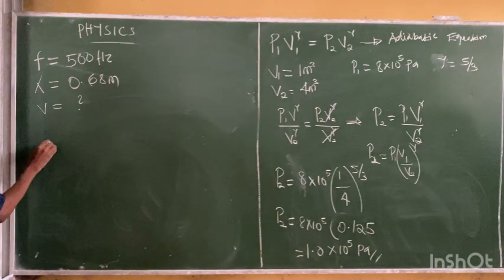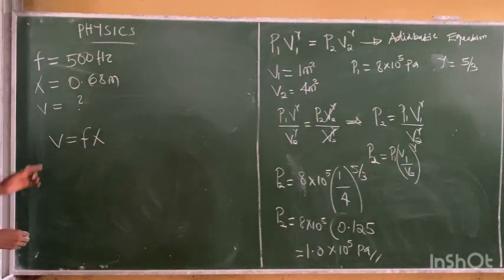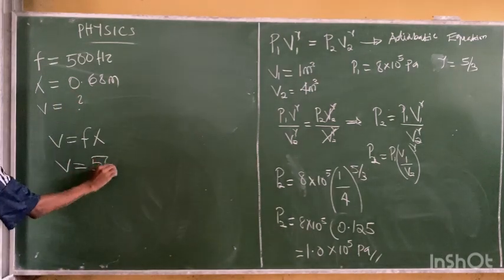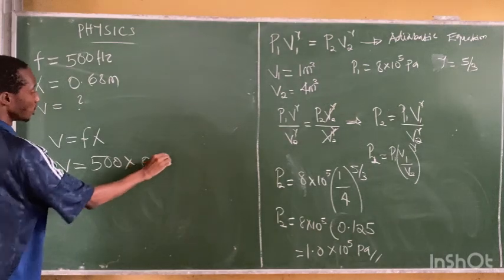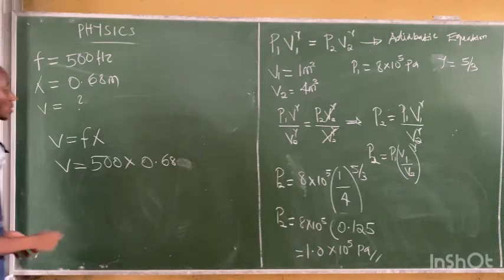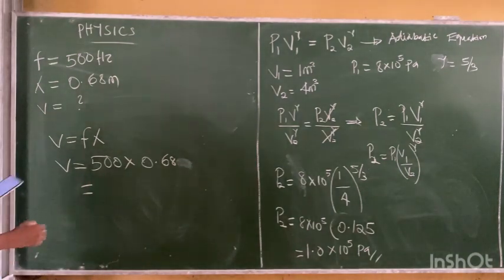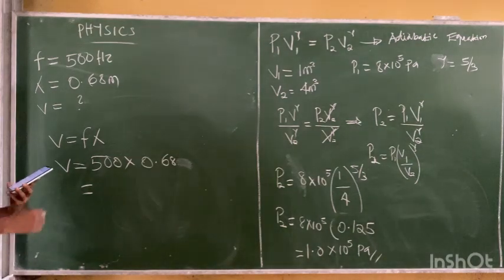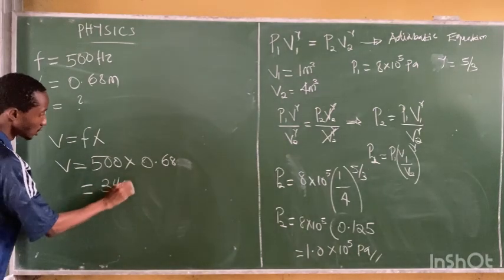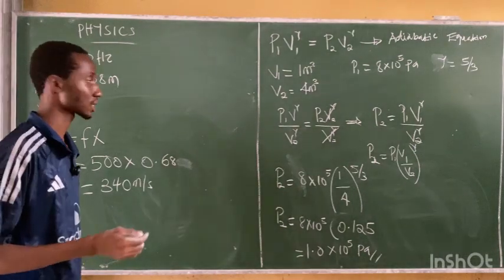Now recall the equation for wave speed. The wave speed is given by the formula V is equal to F lambda, where V here is the wave speed. V is equal to 500 times 0.68 meters. When you multiply these two together, that gives us our final answer. 500 times 0.68 will give us 340 meters per second, thereby making option B the correct answer.